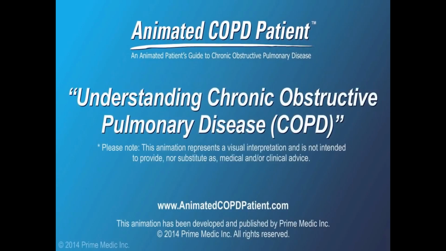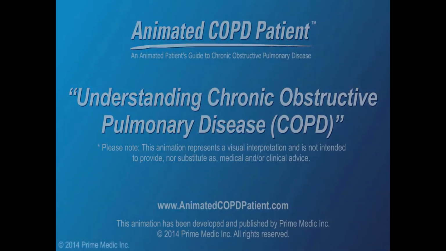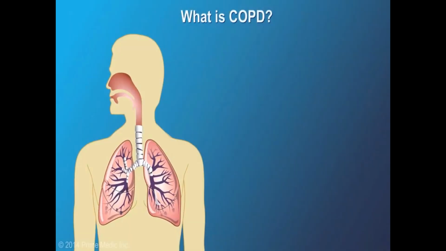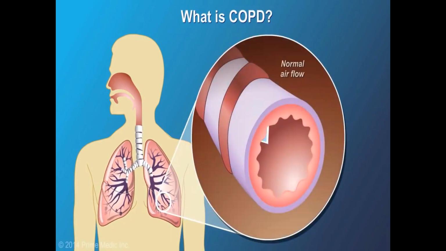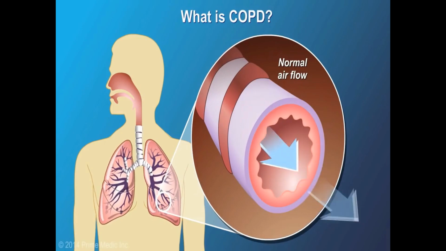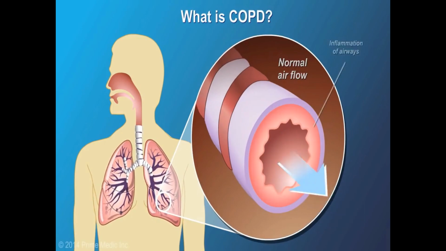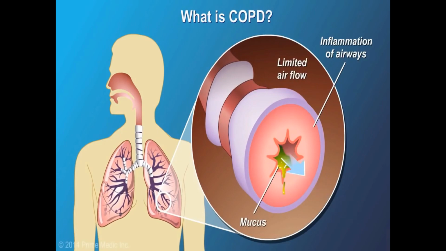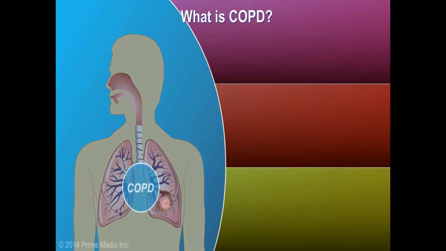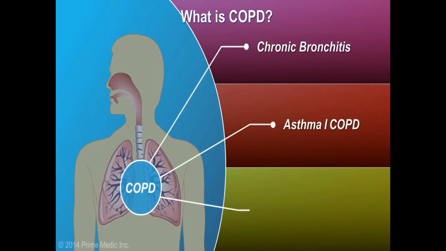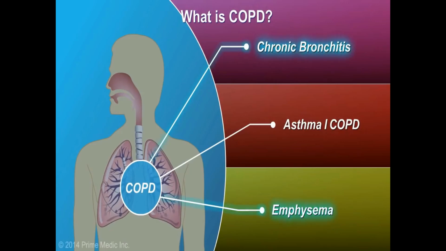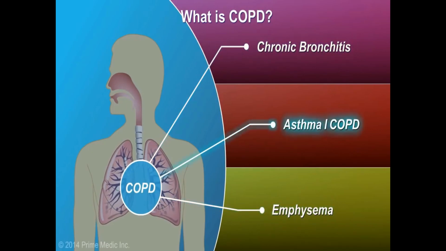Understanding Chronic Obstructive Pulmonary Disease, COPD. Chronic obstructive pulmonary disease, or COPD, is a lung disease that makes it difficult to breathe. COPD is a long-term disease that often gets worse over time and is characterized by inflammation and severe limitation of airflow in and out of the lungs. COPD is an umbrella term used to describe a group of breathing conditions, the most common being chronic bronchitis and emphysema. Many people living with COPD may have both emphysema and chronic bronchitis. A few people have both asthma and COPD.